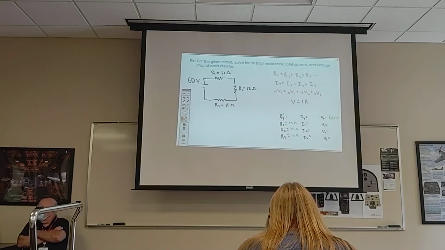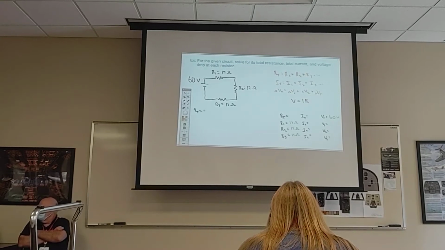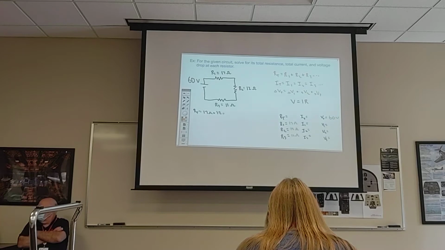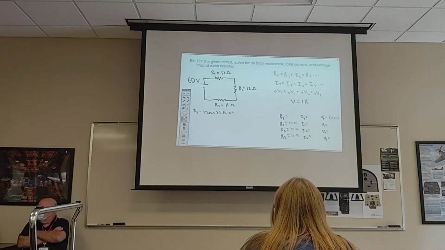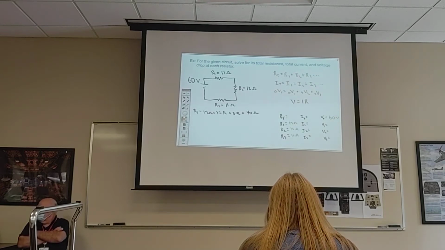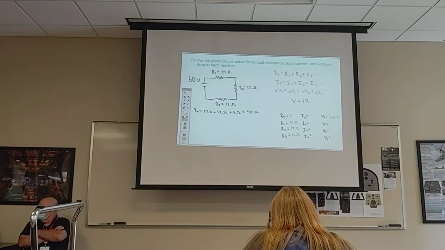So to get this total resistance right here, we're just going to add our 17 ohms plus our 12 ohms and our 11 ohms. And when we do that, we get a total of 40 ohms. Okay? So we can fill in that blank.